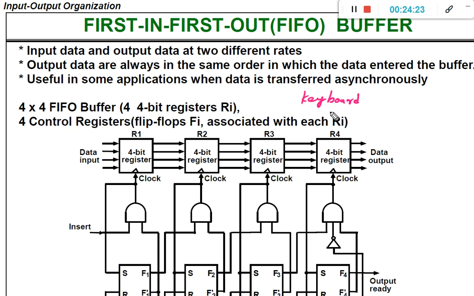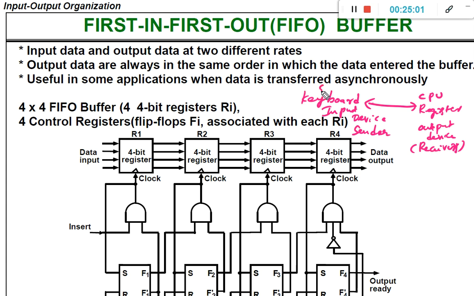We have the keyboard as the input device, which is a sender, and the processor registers, CPU register, as the output device, that is the receiver. Now we are going to send the data from the keyboard to the CPU register. The keyboard is a very slow device, and the CPU is very fast.